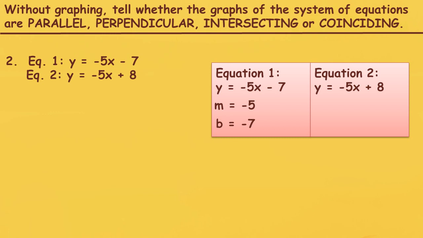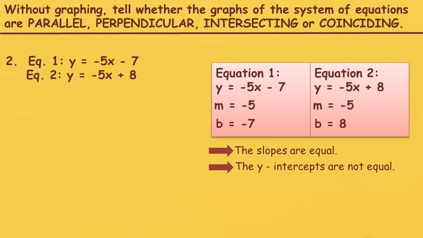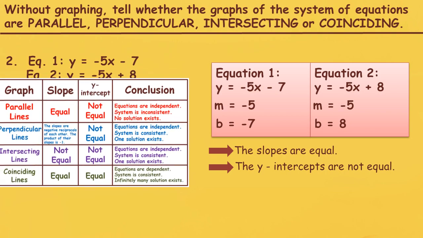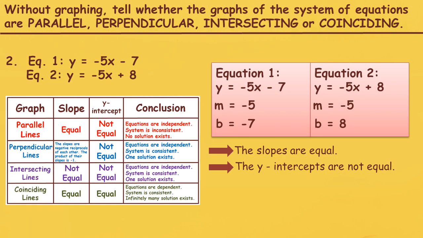Equation 2, y is equal to negative 5x plus 8. Ang slope natin dito is negative 5. At ang ating y-intercept is 8. Comparing the two equations, the slopes are equal. The y-intercepts are not equal. So let us look at our summary.